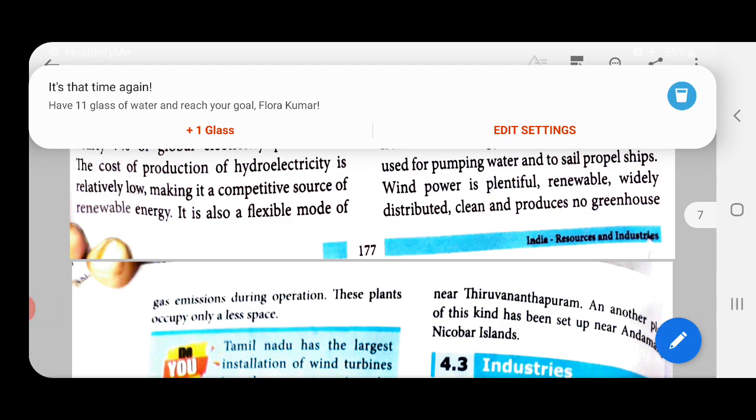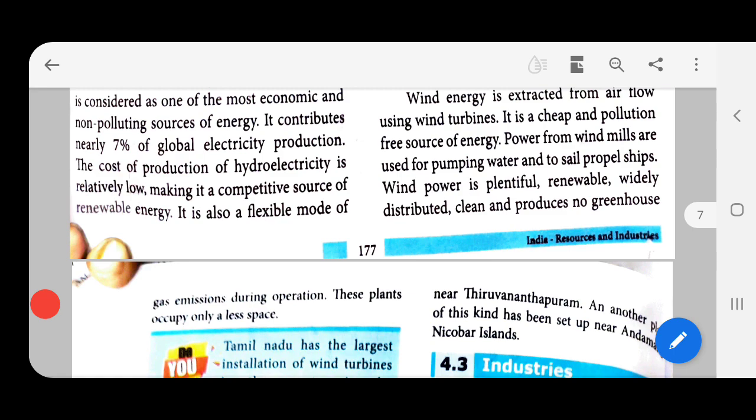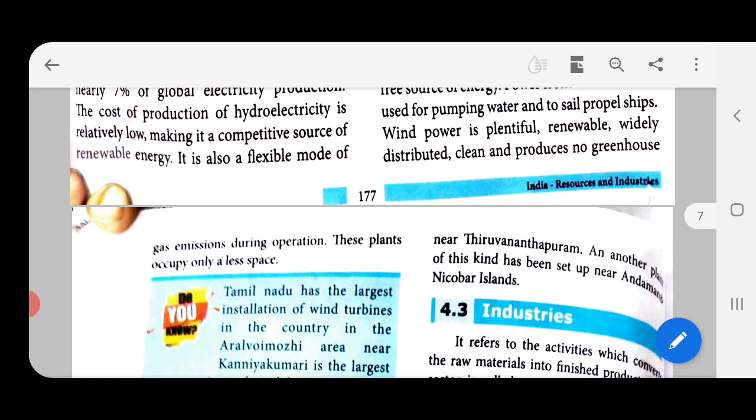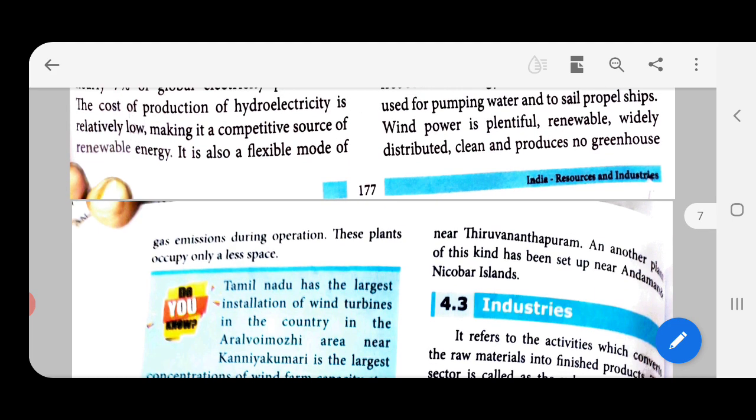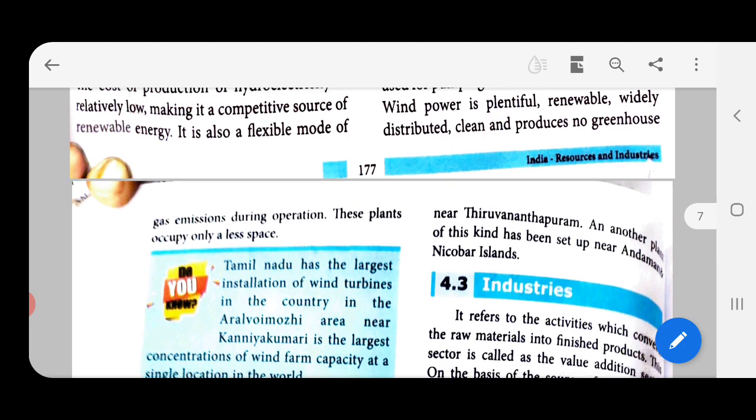Wind power is plentiful, renewable, widely distributed, clean and produces no greenhouse gas emissions during operation. So why wind power is very useful is you get it in lots, plentiful, renewable, you can renew it again and again, distributed, and there is no pollution.